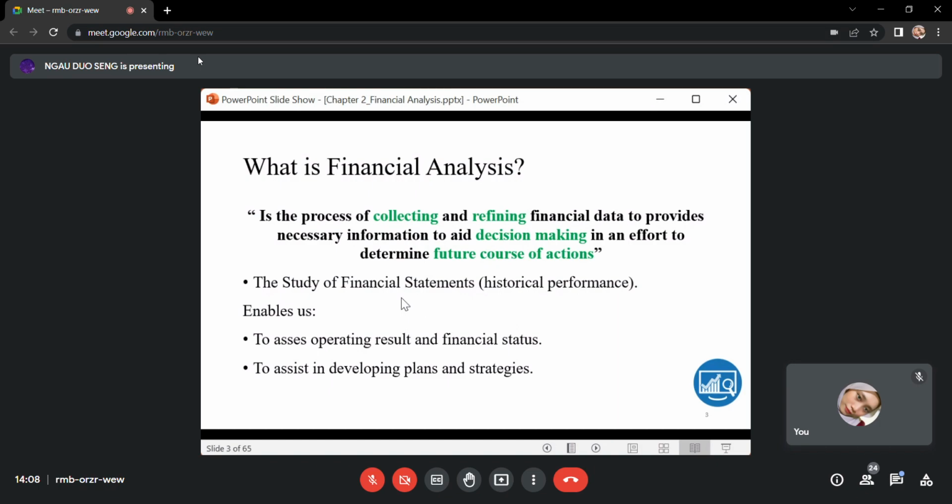So we check what the performance of the company was previously. This will enable us to assess the operating result and the financial status. So how the company manages its assets, for example machines, how they manage their money, and how the company's profit is. Next, we have to assist in developing plans and strategies, helping the company to plan, right? What should the company invest in, where should the company invest? And the strategy.